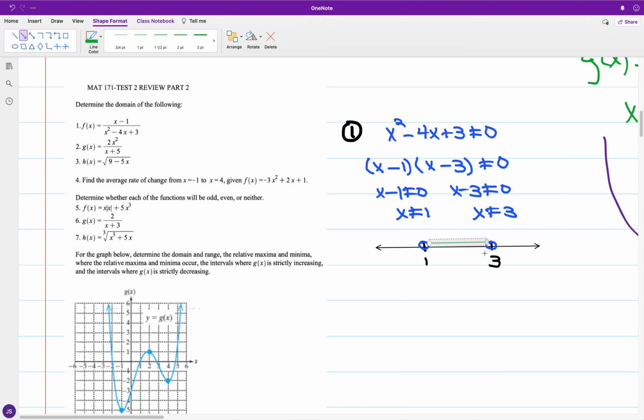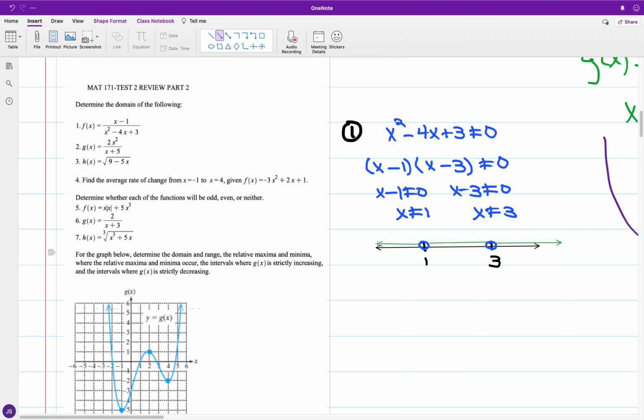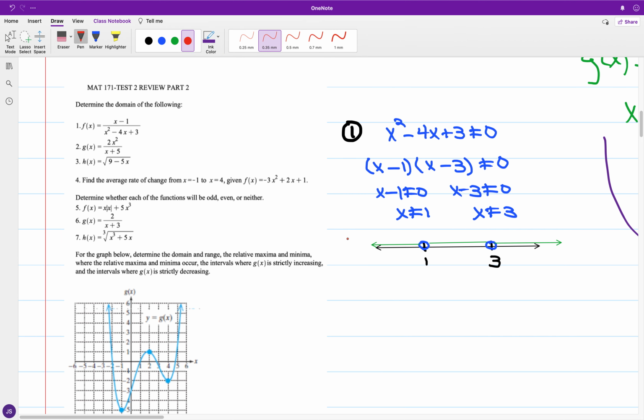And once again, with the activities, you have rays going in opposite directions. So for the first item, with the domain, you have going from negative infinity approaching but not including 1.